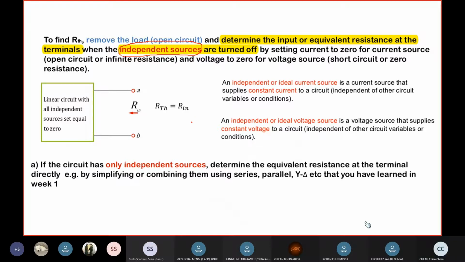And then find the equivalent resistance, which means that after you remove all the sources by making them equal to 0, then look into this terminal, what is the equivalent resistance? And that will be your RTH.